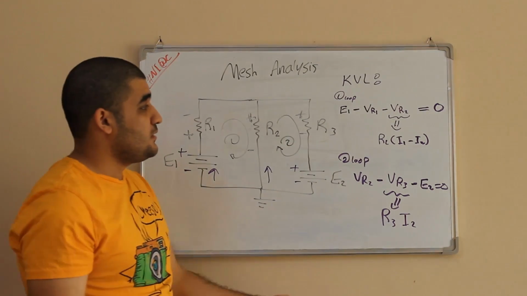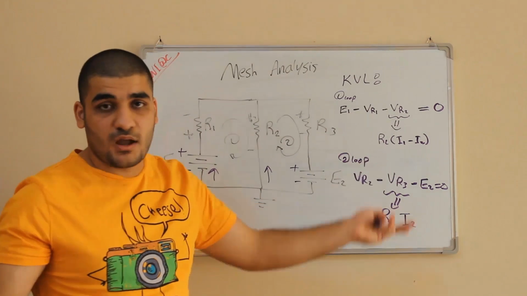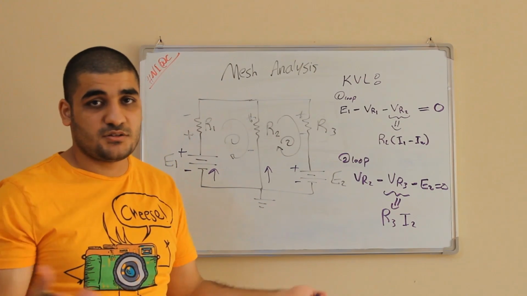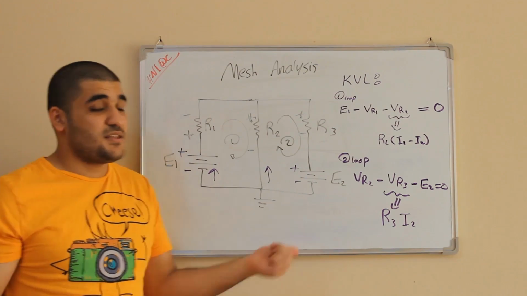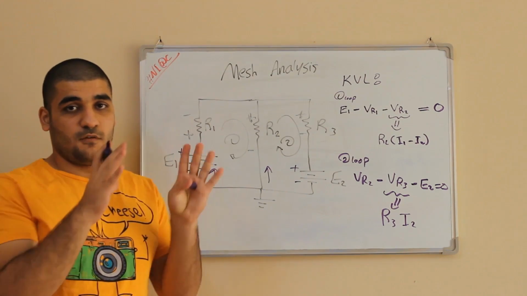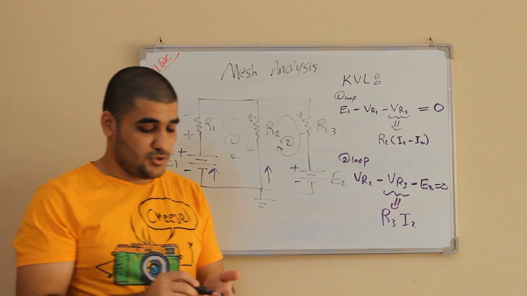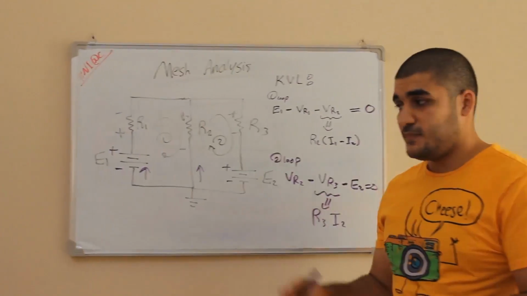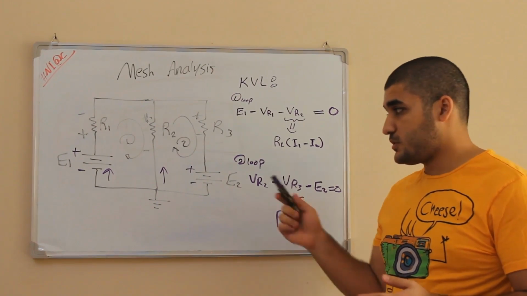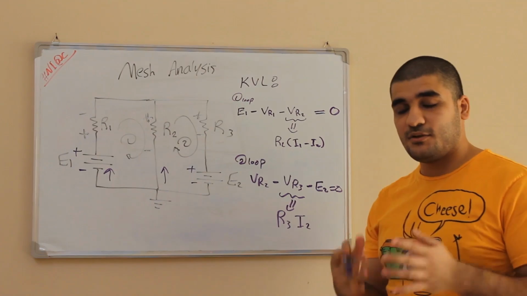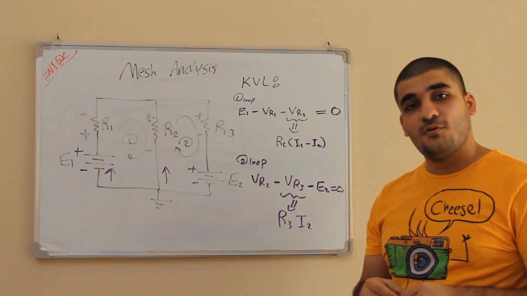That's it. Now you have two equations with two unknowns. Using matrices, you can find the currents. And that's the basics of mesh analysis. I hope that you have enjoyed this lesson, and I will give you some time to recap this information. Then we will continue.